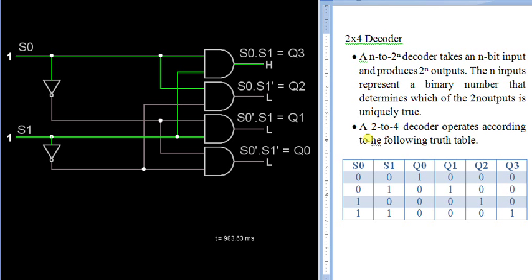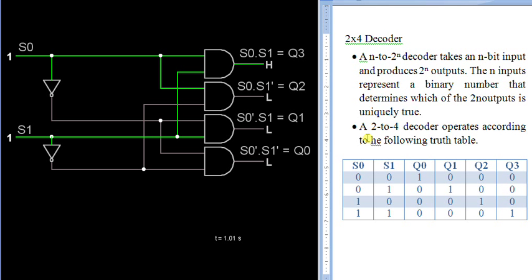In this session, we are going to learn about the 2x4 decoder. First of all, what is a decoder? A decoder decodes the encoded data, which is exactly the reverse of the encoding process. A 2x4 decoder is nothing but two input lines with four output lines.